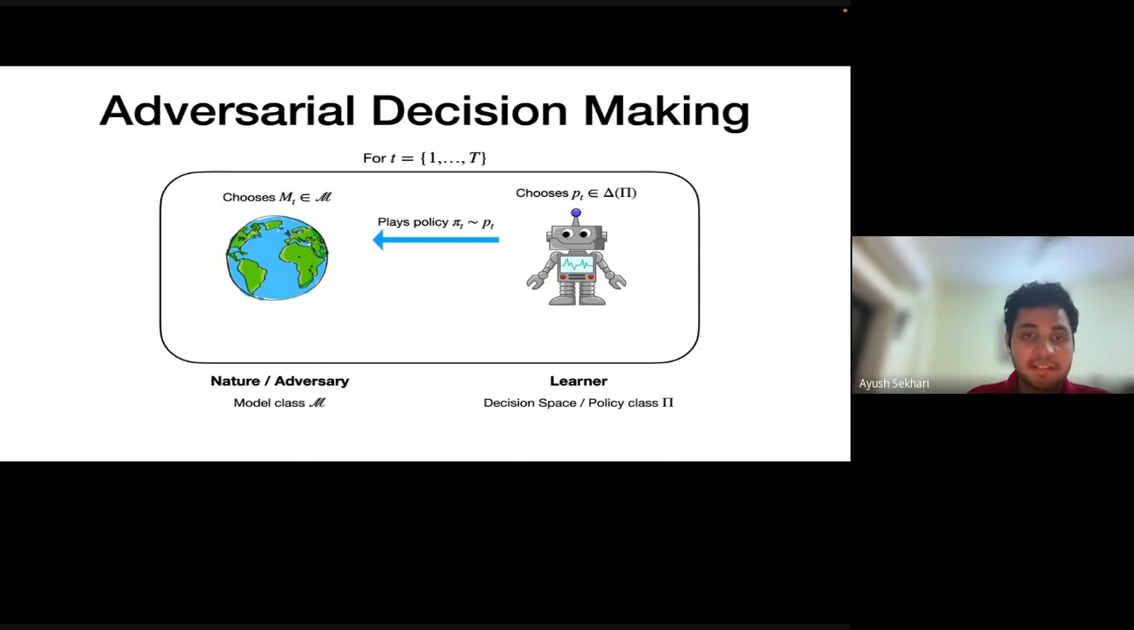Then after making these decisions, the learner samples a policy pi_t from P_t and plays it against the nature and gets back some reward and observations drawn by interacting the policy pi_t on the model M_t. In particular, we consider the partial feedback setting where the learner only gets feedback corresponding to the policy pi_t that it plays and not any other policy in the policy class.